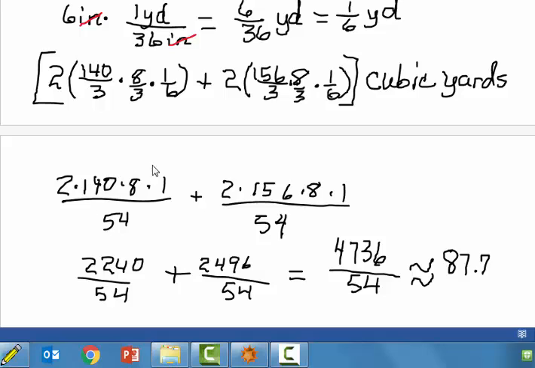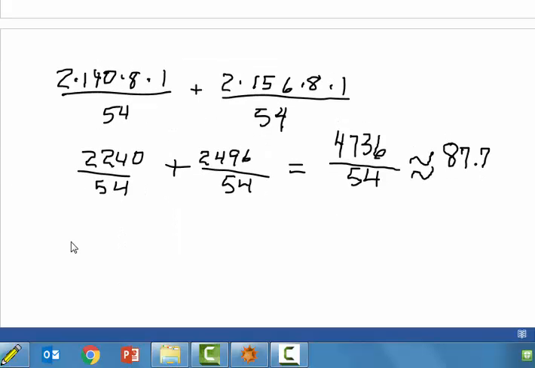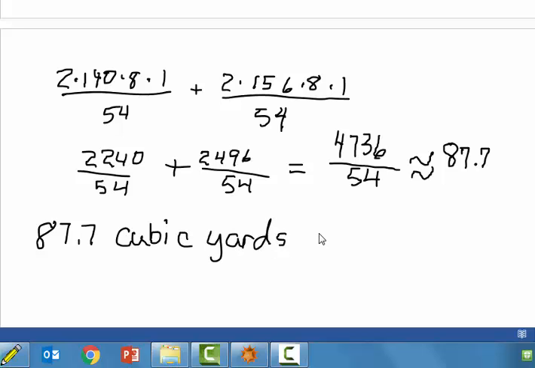Whenever you're giving a rounded answer, you don't want to round things too soon. That's why I don't want to round 140 over 3 and 8 over 3 and 1 over 6 and 156 over 3 and then wind up with an incorrect answer. This allows me to not do any rounding until the very end, and I know I'll get the correct rounded answer. So 87.7 cubic yards of concrete are needed.